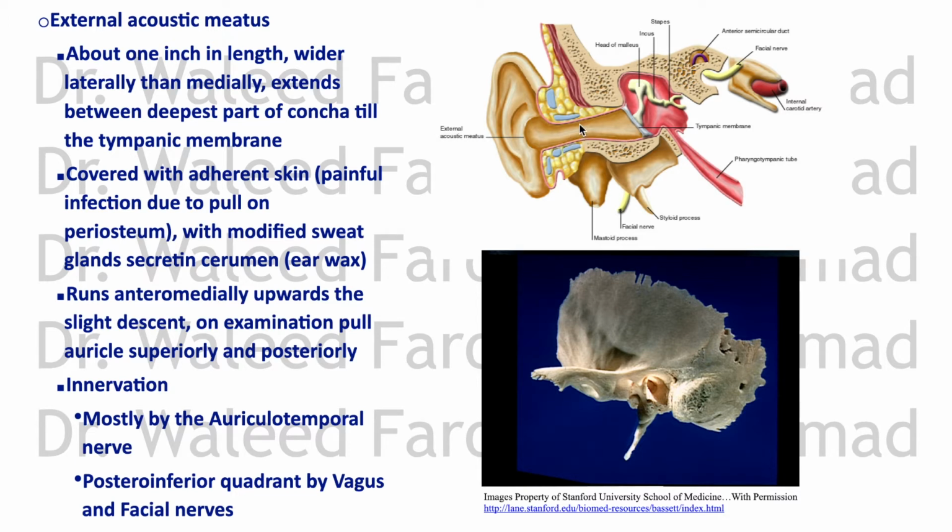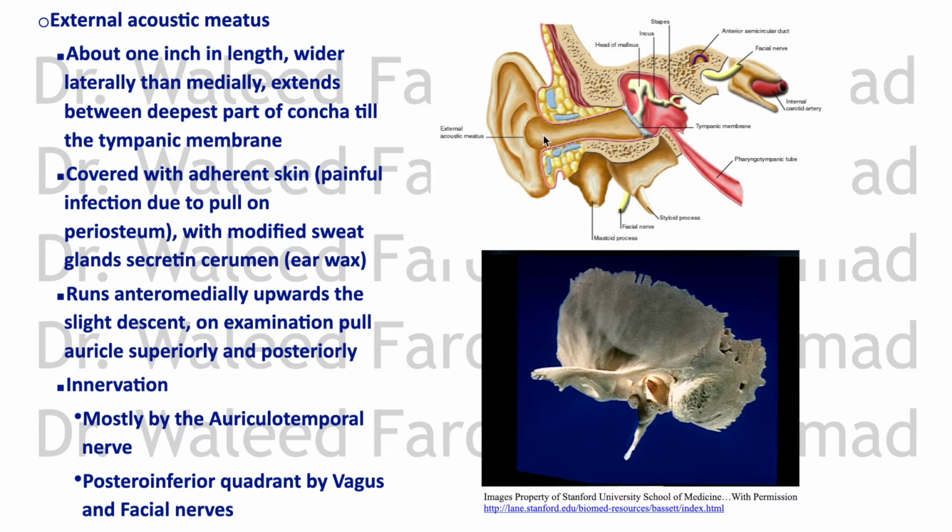The skin lining contains modified sweat glands called ceruminous glands that secrete the earwax. The earwax acts as a repellent for insects and protects the tympanic membrane inside.